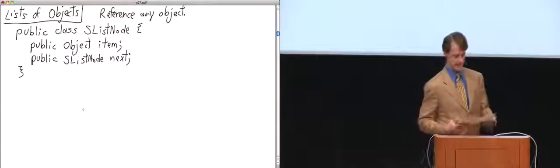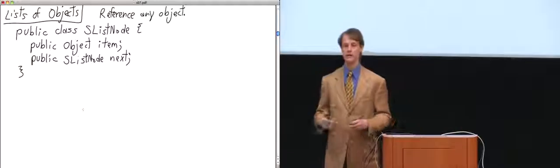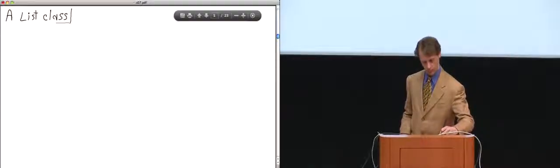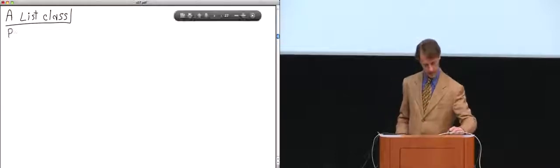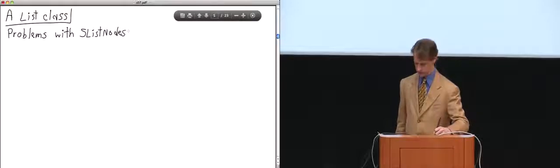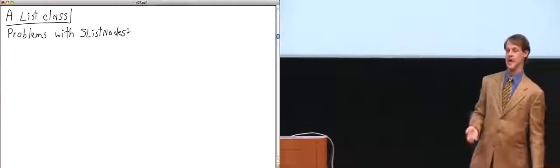All right, now that we've got this list class, these lists of objects defined, I want to define a list class as well, which is going to be separate from the list node class. And I want to motivate why we want to do that. So let me tell you a few problems with representing lists just as list nodes. It's not that SListNodes are bad, it's just that by themselves, they can't do everything that they ought to be able to do.